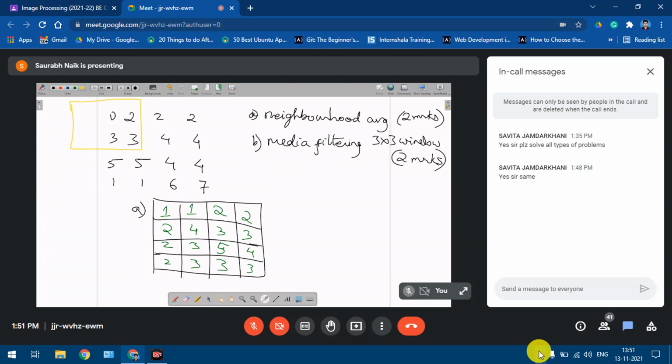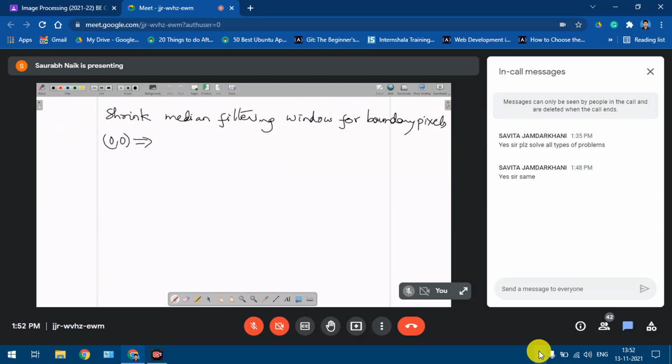When I shrink this window size, I will get this much, where these 1, 2, 3, 4, and 5 values I do not have. So instead of the 3 by 3 window, I will be using a 2 by 2 window for the corner pixel, the absolute corner. So I'll be getting the list as 0, 2, 3, and 3 as my values, which I then have to write here in the sorted list. So 0, 2, 3, and 3.